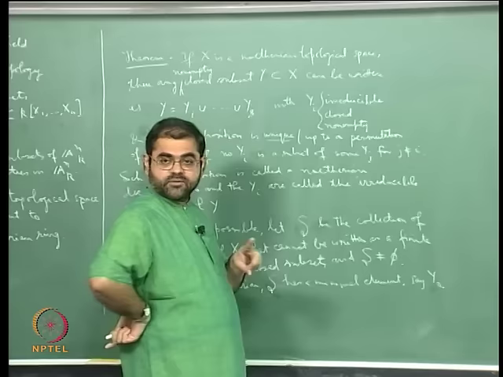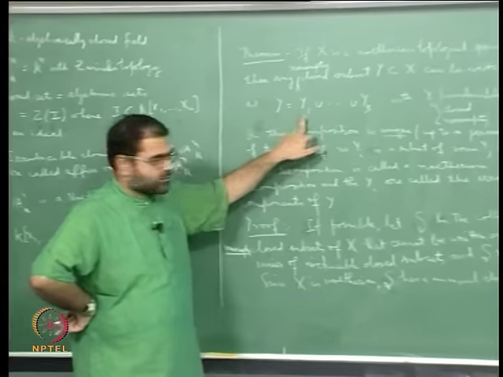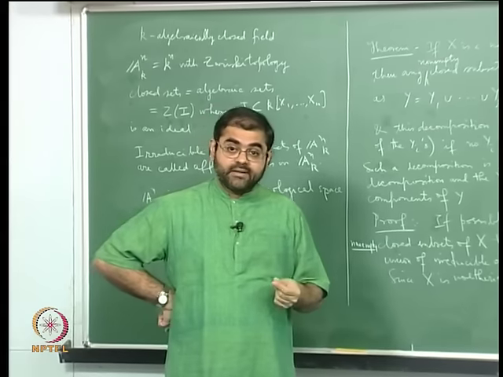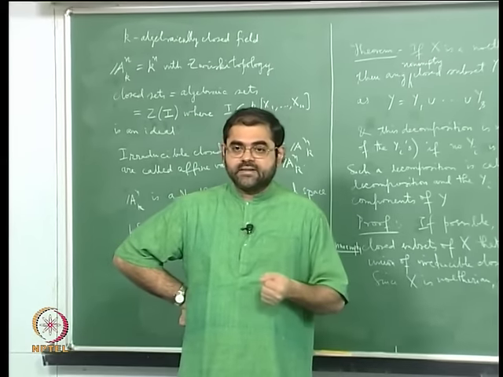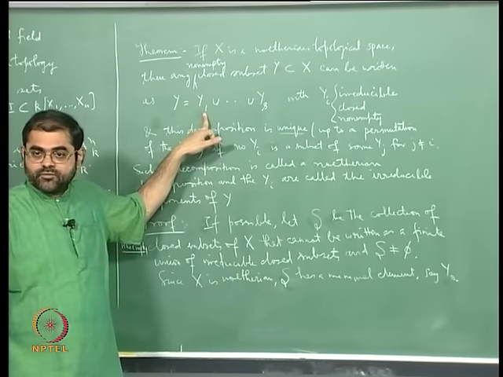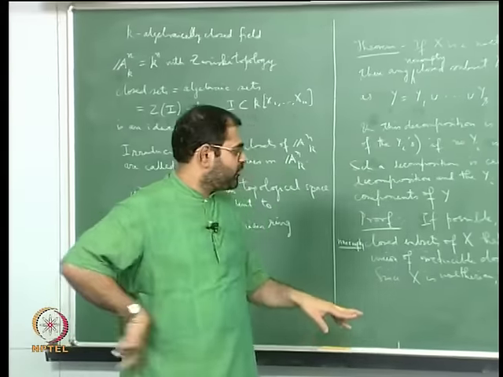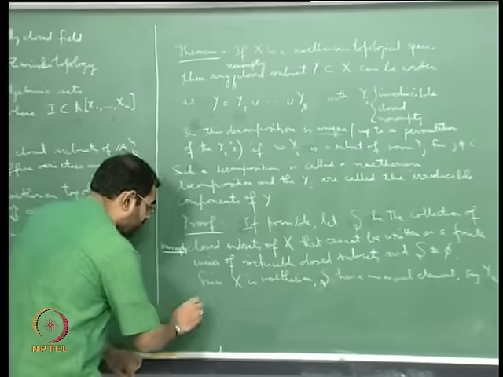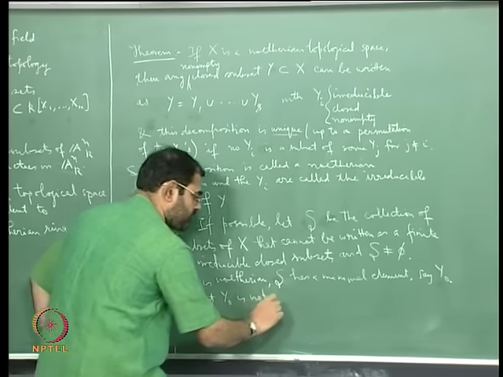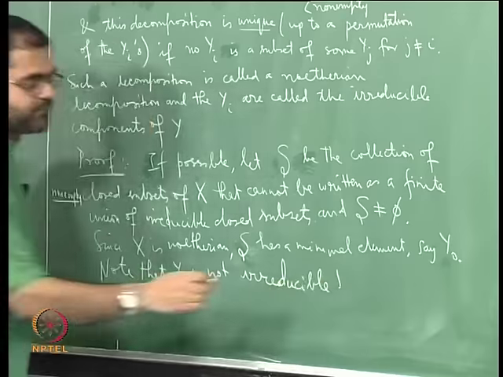Since Y naught is in S, the first observation is Y naught is not irreducible. Because if Y naught is irreducible, then Y naught can be written as Y naught itself. The fact that it cannot be written as a finite union of irreducible closed sets tells you that it cannot itself be irreducible. When I say union, this union can be just one. So what you must understand is the elements of the script S, by definition, they are all not irreducible. So Y naught is not irreducible.